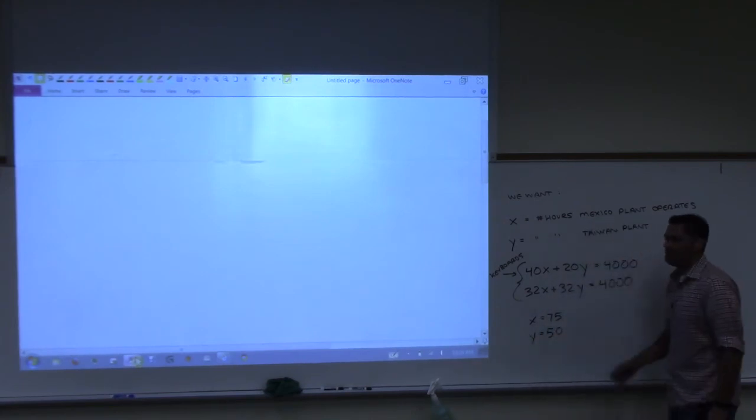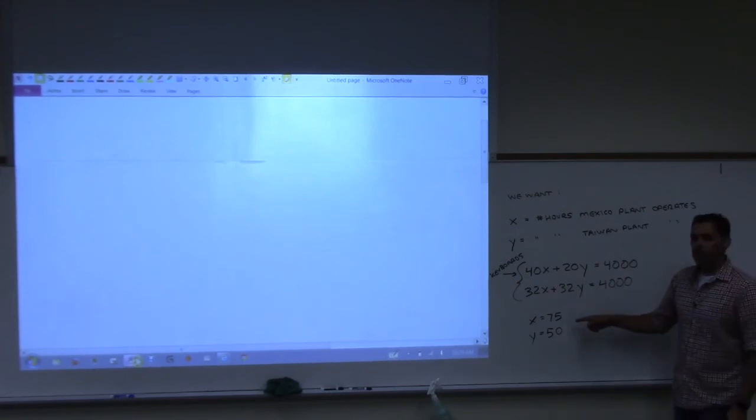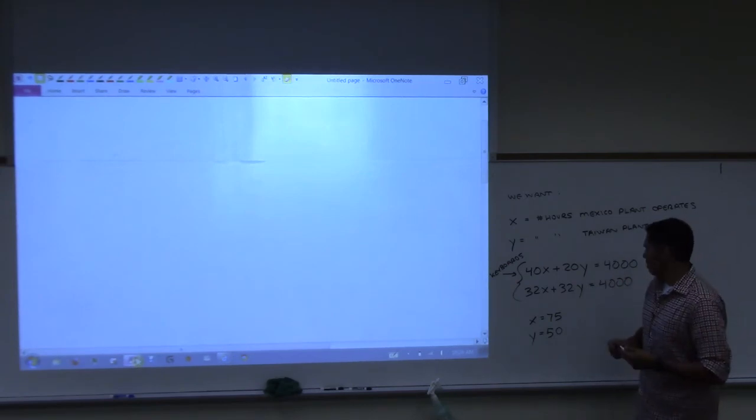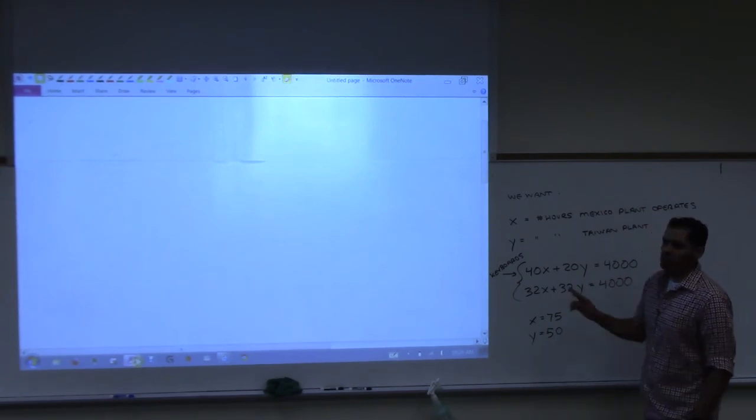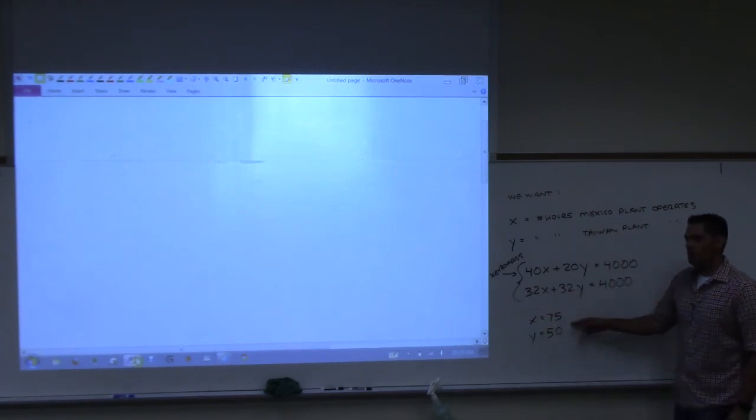And what does this mean? It means that the screens is 50 and what was the other thing, TVs or whatever? Keyboards and screens. Okay, so yeah, the keyboards is 75 per hour. Sure?